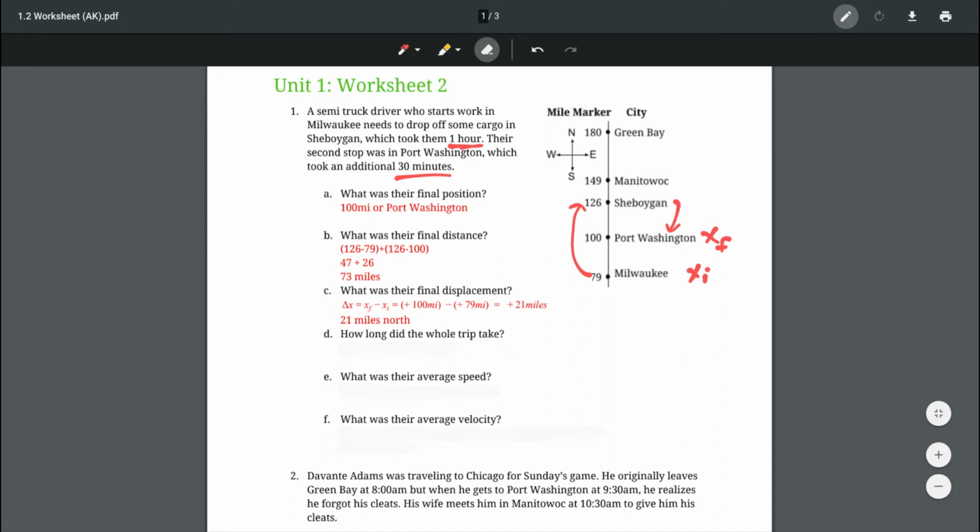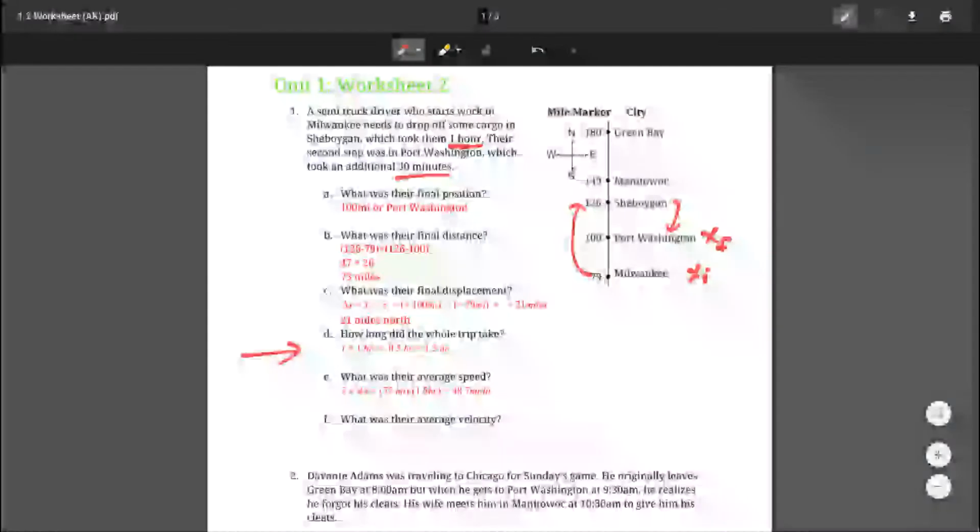How long did the whole trip take? Here we're just going to add the times from the problem, 1 hour and 30 minutes, to get a total of 1.5 hours. And then we're going to use the answers to part B and part D in order to find our speed. So we're going to take the distance of 73 miles divided by the time of 1.5 hours and get 48.7 miles per hour. Again, notice that there's no direction there because distance does not have a direction, it's not a vector.